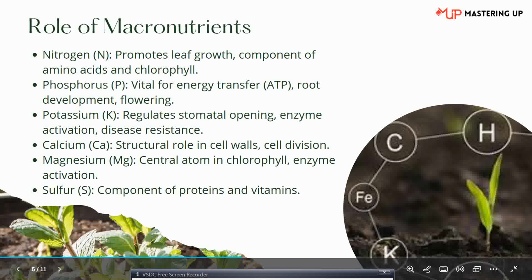Now let's start with the role. Here you can see I have written some roles of the macronutrients as single points. Let's start with that, and from there we will discuss the major roles. Okay, nitrogen promotes leaf growth, and is a component of amino acids and chlorophyll. So nitrogen is very essential for the promotion of leaf growth, and it is also a part of amino acids and chlorophyll. Chlorophyll, you know, is important for photosynthesis. It's the pigment for photosynthesis.